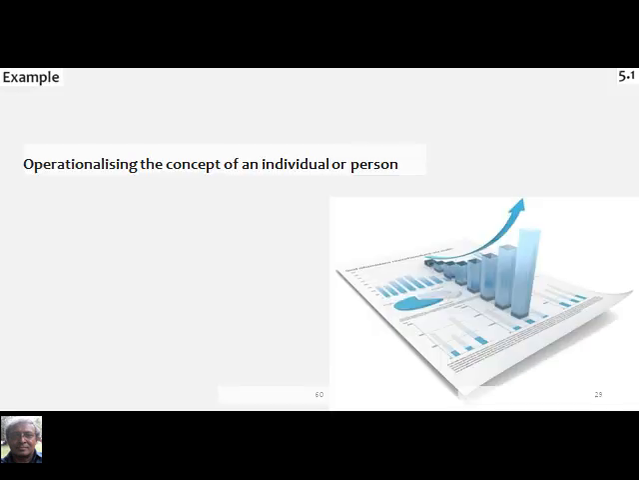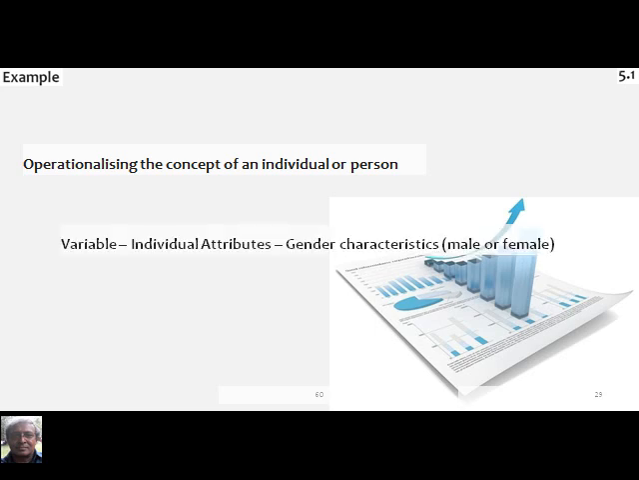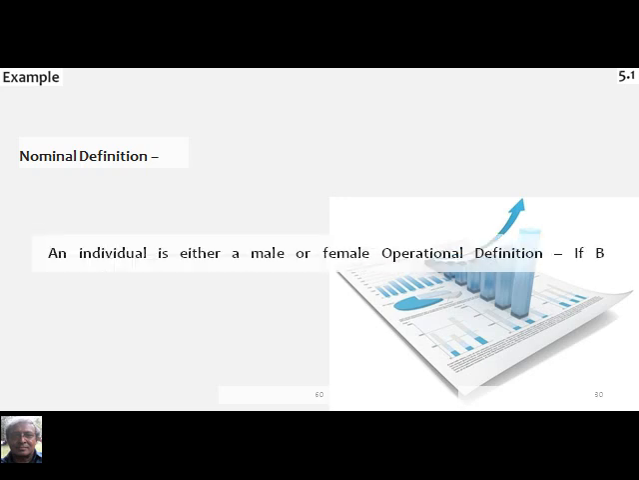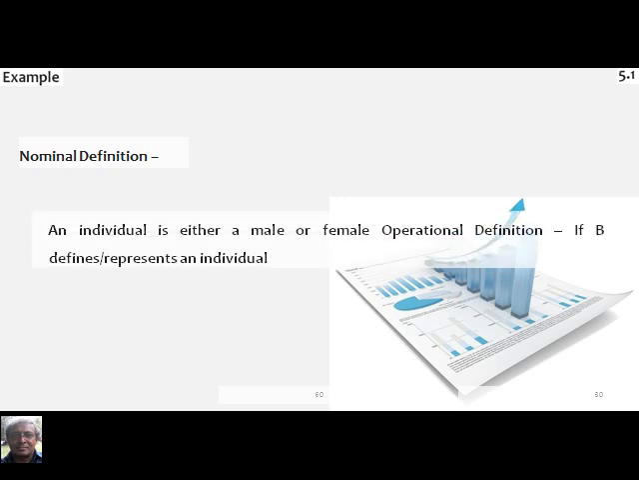Operationalizing the concept of an individual or person. Variable: individual attributes, gender characteristics, male or female. Nominal definition: an individual is either a male or female. Operational definition: if B defines or represents an individual.